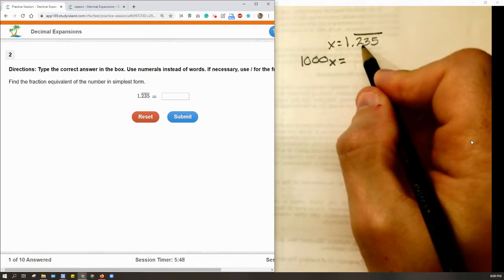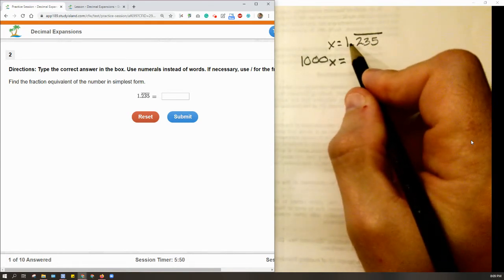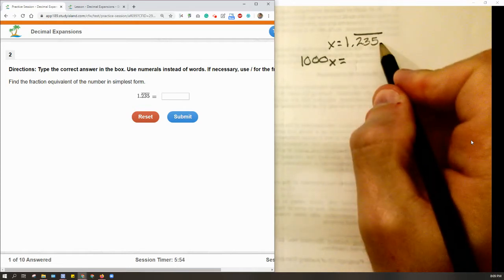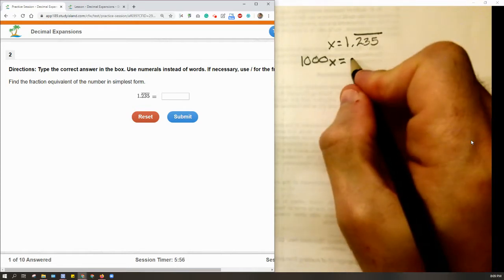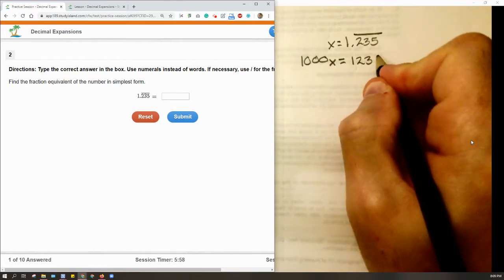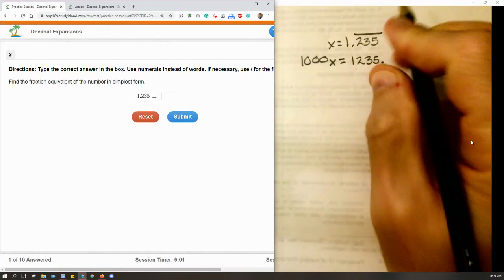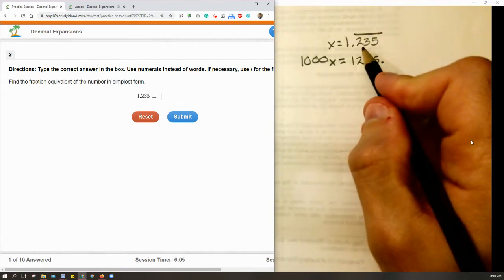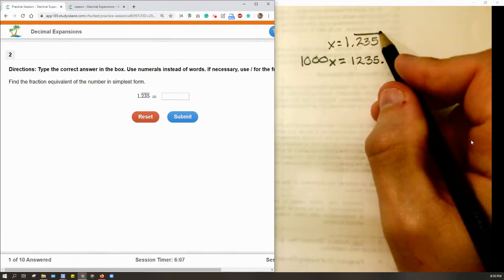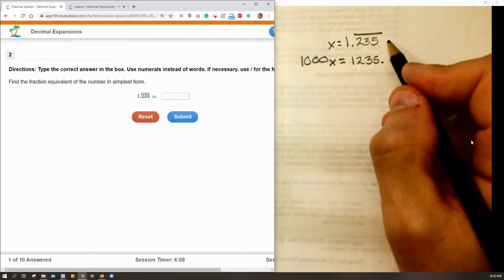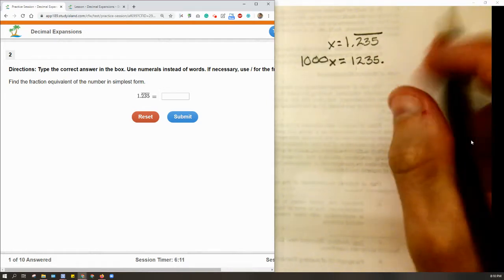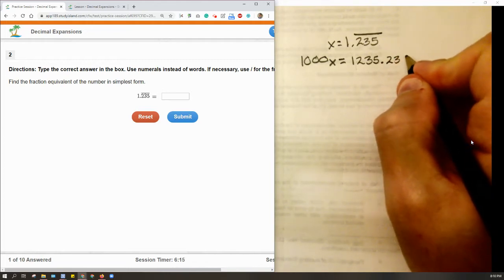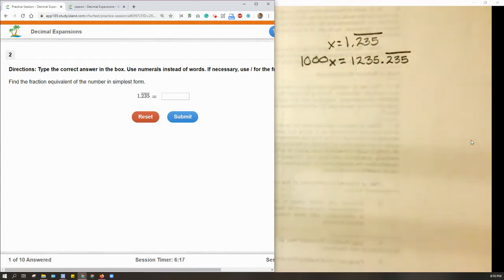One spot would be multiplying by 10, 2 spots would be multiplying by 100, 3 spots is multiplying by 1,000. If I move this decimal 3 places, it goes on the other side of the 5. So I get 1,235, and then the decimal point. Let's not forget, this wasn't just 1.235. It was 1.235 repeating. So after this 235 comes another 235, and another, and another, and another. So after this decimal point, I still have 235s that are repeating forever.